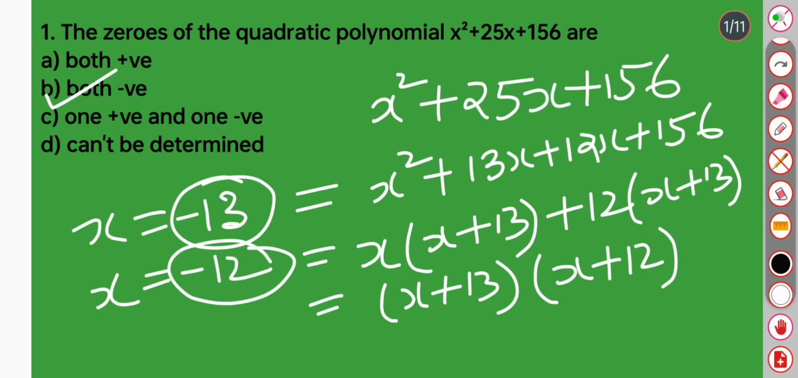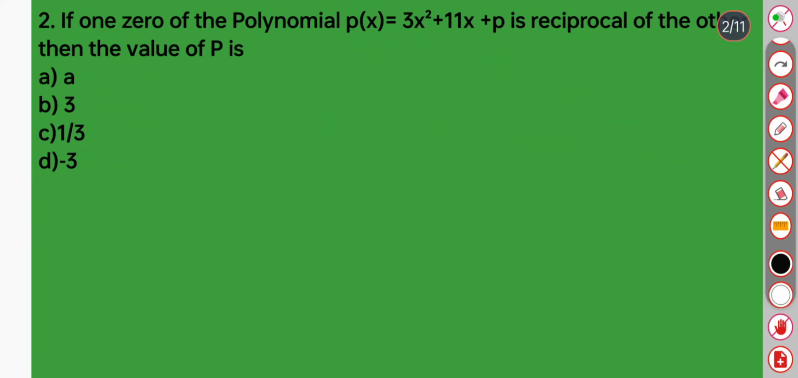Okay, let's move to our next question. Question number 2, what is given? If one zero of the polynomial p(x) equal to 3x square plus 11x plus p is reciprocal of the other, then the value of p is. One zero is reciprocal of the other. Suppose if you take one zero alpha, then other zero will be 1 by alpha. Reciprocal of the other means we have to do opposite.